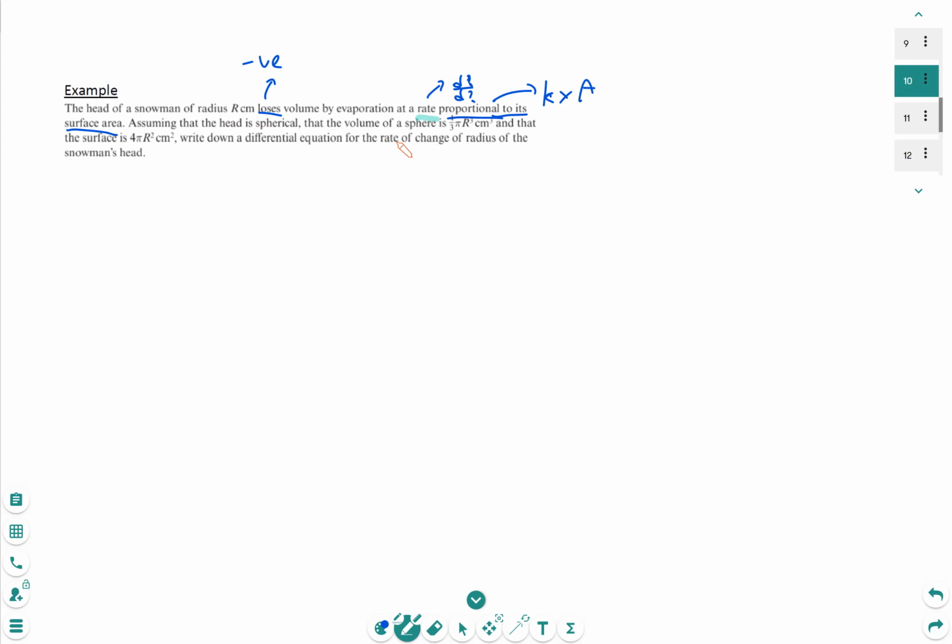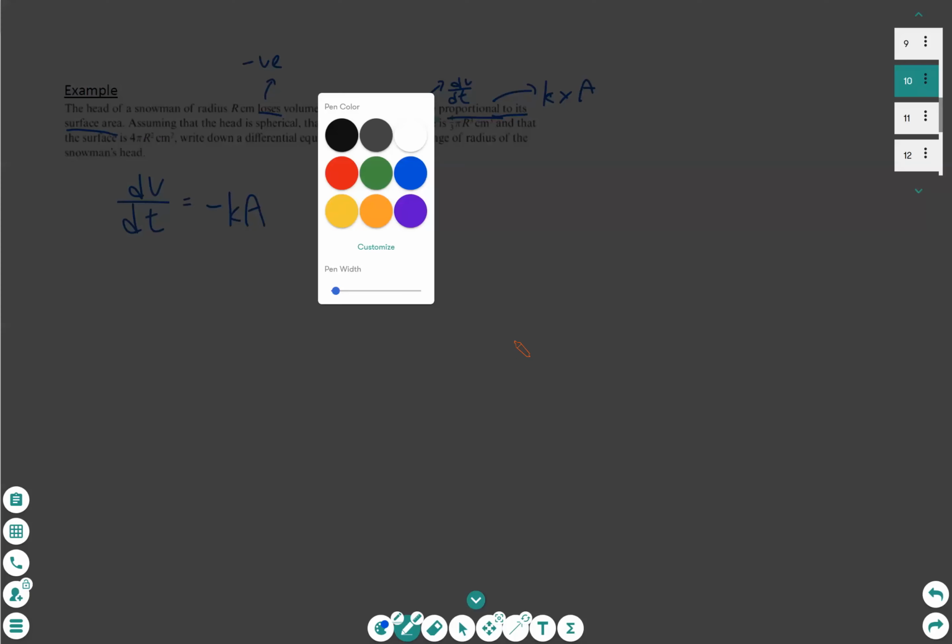Now, I want you to think about what this rate is measuring. We're actually measuring the rate of the volume over time. So we can rewrite this as dv by dt. From this line already, we can construct dv by dt equals negative ka. If you wonder where this comes from, it came from here.